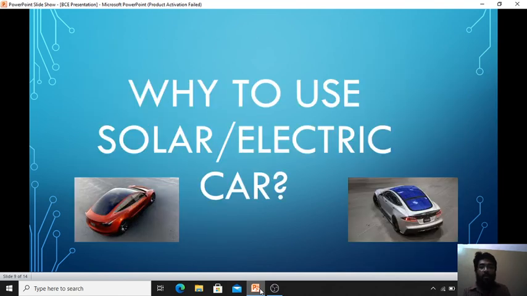Now, why do we use a solar electric car, what are the incentives, why do we use a solar car, why not use some other sort of cars? So here are some different uses, some very different advantages, and some very good incentives, and even some other things, some drawbacks and economy related stuff, which I'm going to leave for now.